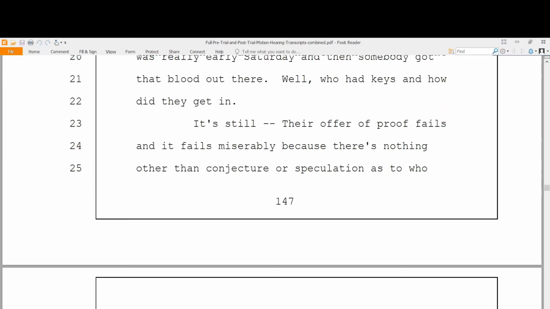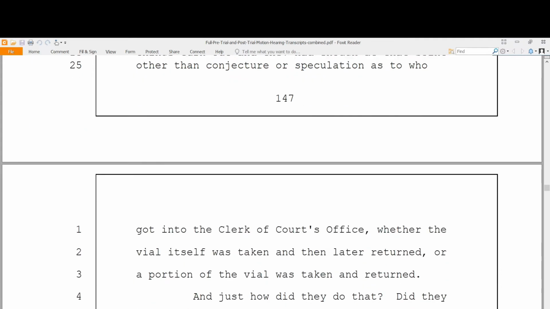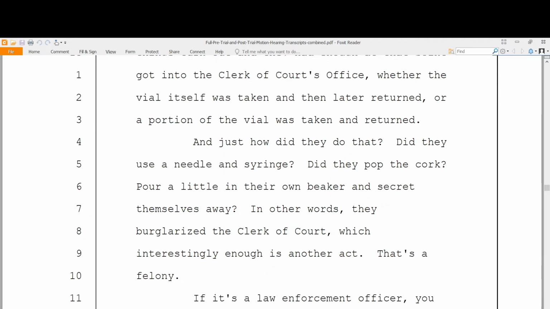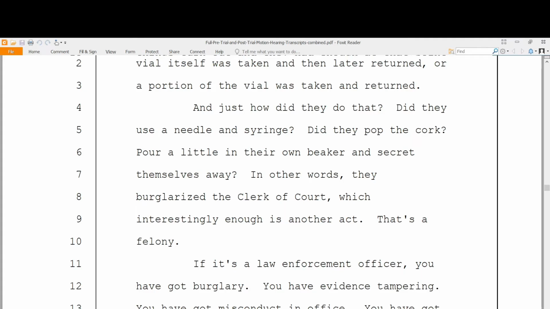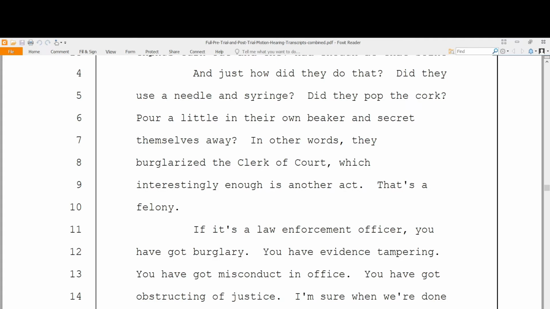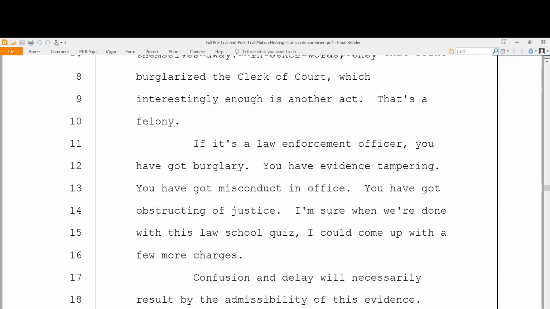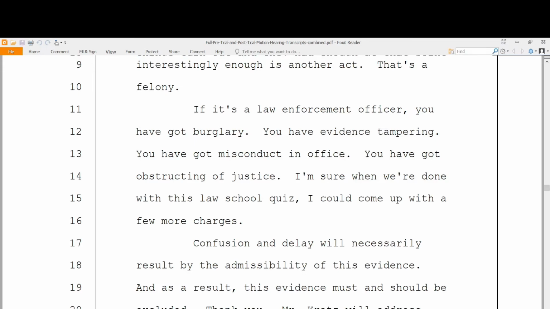Still, their offer of proof fails, and it fails miserably because there's nothing other than conjecture or speculation as to who got into the clerk of court's office, whether the vial itself was taken and then later returned, or a portion of the vial was taken and returned. And just how did they do that? Did they use a needle and a syringe? Did they pop the top? Did they pop the cork, pour a little in their beaker, and secret themselves away? In other words, they burglarized the clerk of court, which, interestingly enough, is another act. That's a felony. If it's a law enforcement officer, you've got a burglary, you've got evidence tampering, you've got misconduct in office, you've got obstructing of justice.